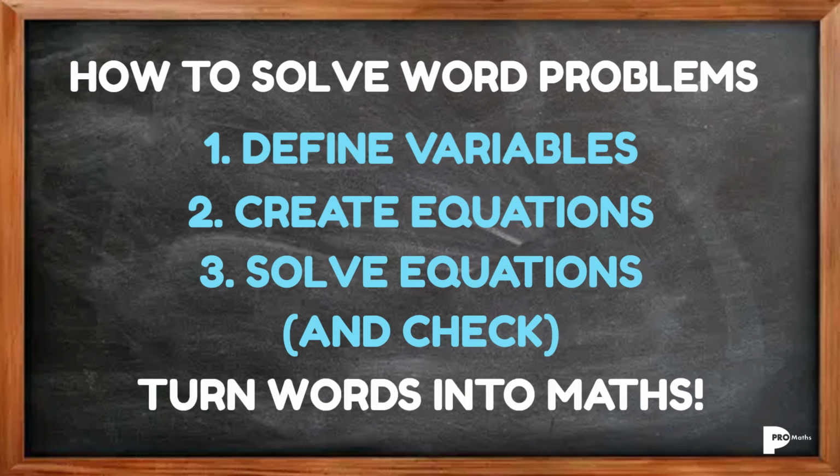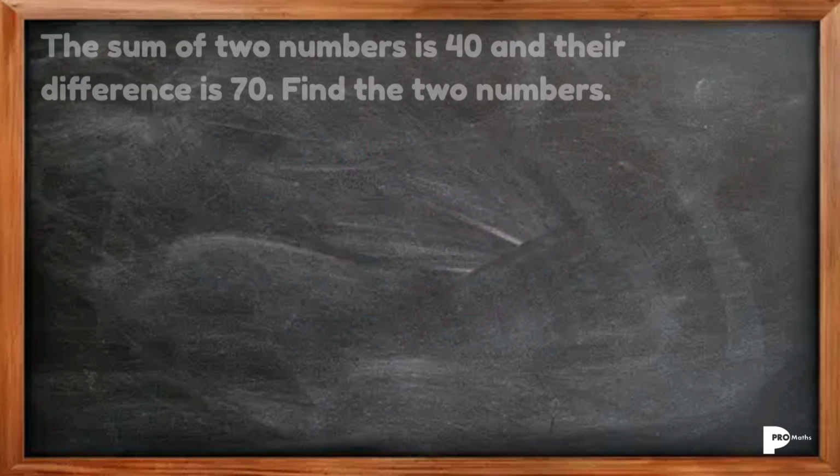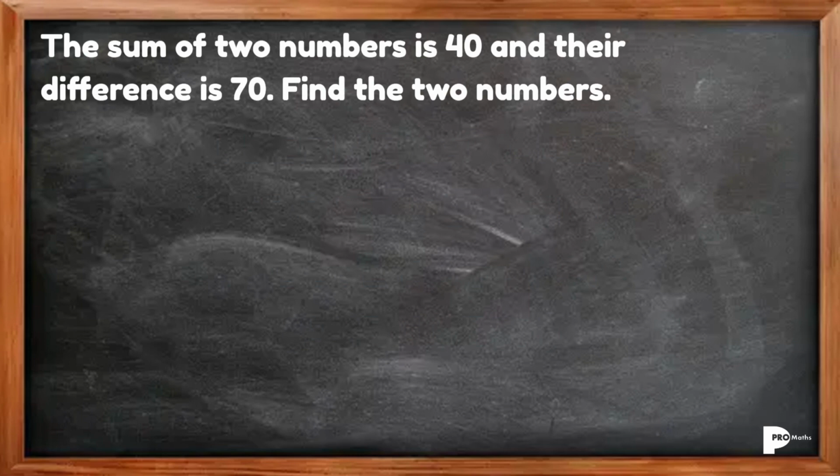Let's get into the first type of problem. The first type of problem is a purely numerical situation. The sum of two numbers is 40 and the difference is 70. Find the two numbers. Let's define our variables.